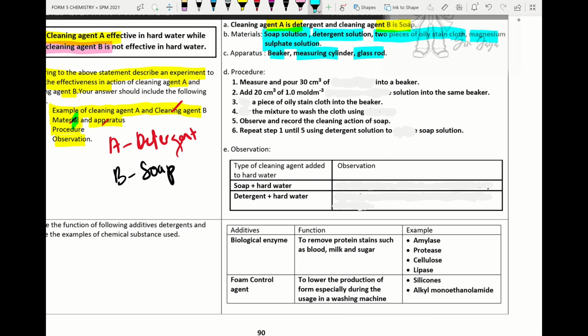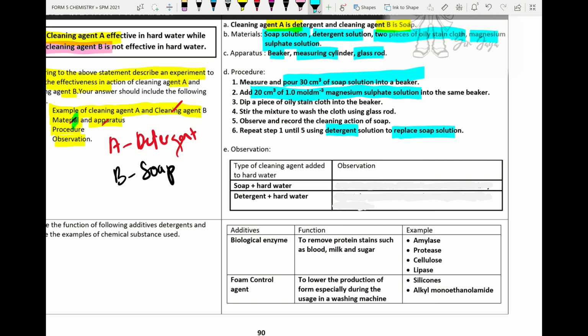Okay, the procedure will be: measure and pour 30 cm³ of soap solution into a beaker. Add 20 cm³ of 1.0 mol dm⁻³ magnesium sulfate into the same beaker. Dip a piece of oily stained cloth into the beaker. Stir the mixture to wash the cloth by using a glass rod. Observe and record the cleaning action of soap. Repeat step 1 until step 5 using detergent to replace the soap solution.